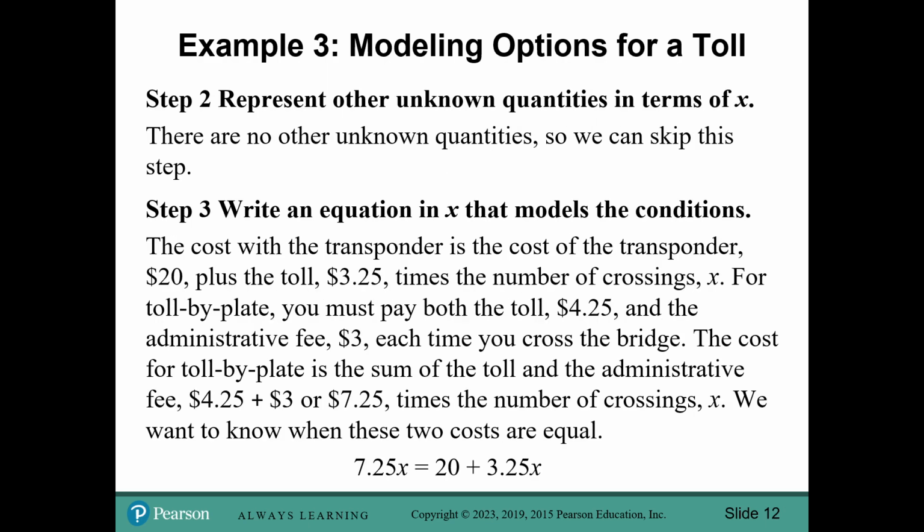Step 2, we want to represent another unknown quantity in terms of X. Right now, there's no other unknown quantities, so we can skip the step. So sometimes steps are skippable if there's nothing to really represent. Step 3, we're going to write an equation in X that models the condition.